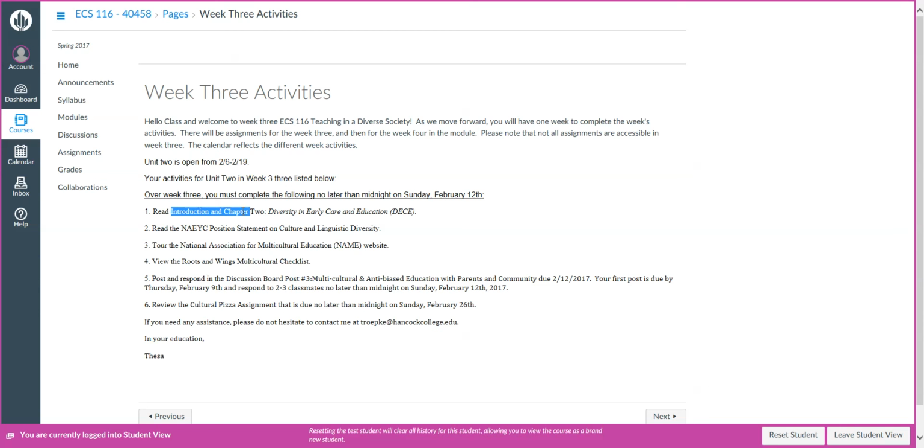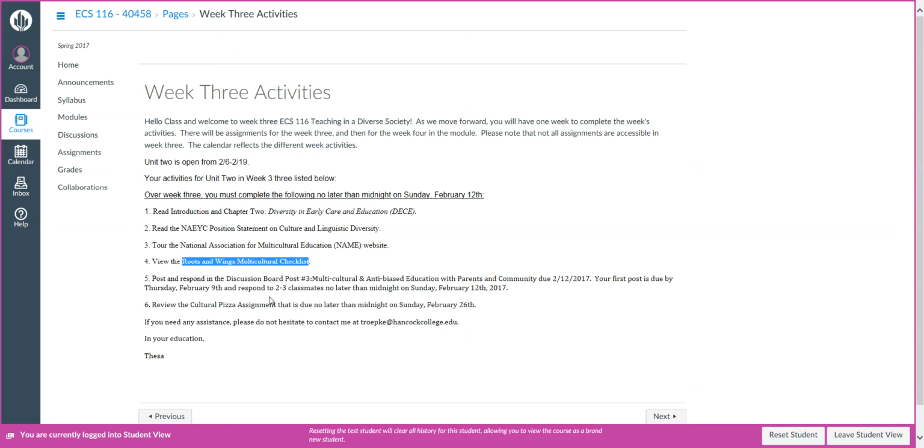So you're going to read our introductory chapter, which is chapter 2 in your DECE book. That's the small yellow book. And then I also want you to read the position statement on culture and linguistic diversity in the module. I'd like you to take a look at the National Association for Multicultural Education, aka the NAME website, that's in your module, and look at their Roots and Wings multicultural checklist.